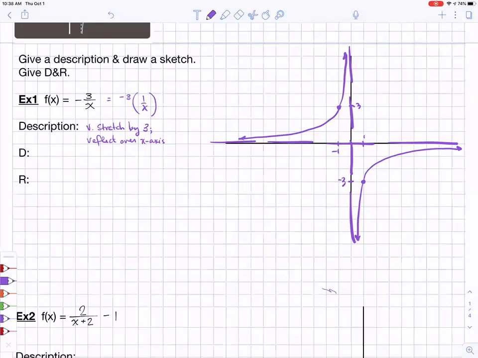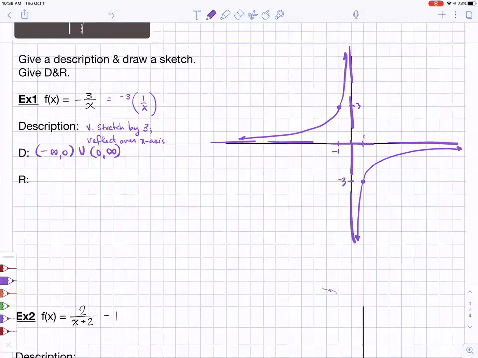Now that I have a graph, domain and range is pretty simple. So what's my domain? Negative infinity to 0. Very, very good. Where I'm skipping over my vertical asymptote.